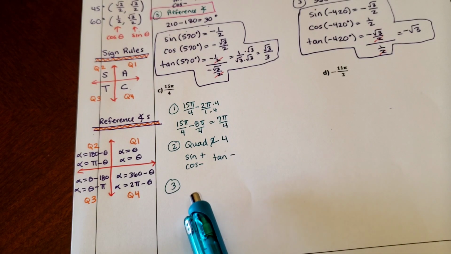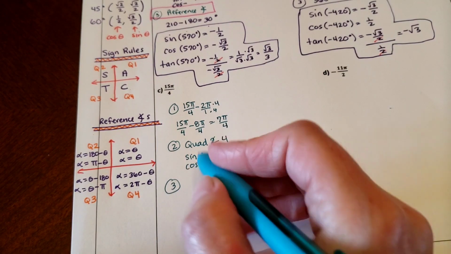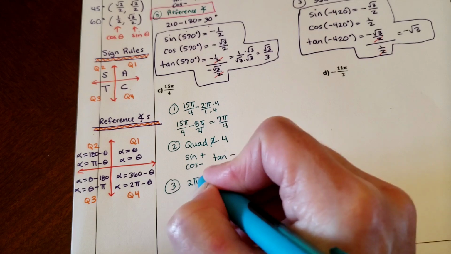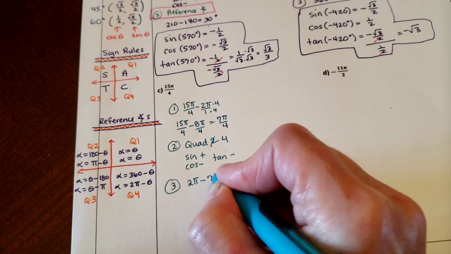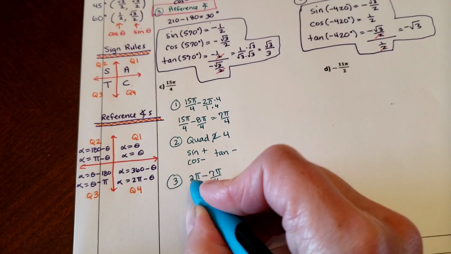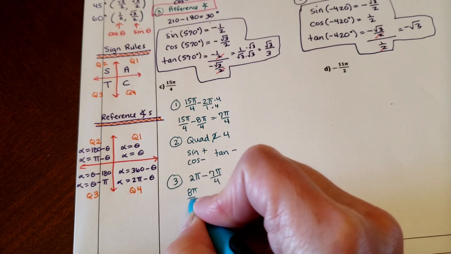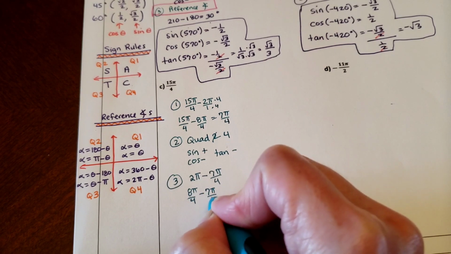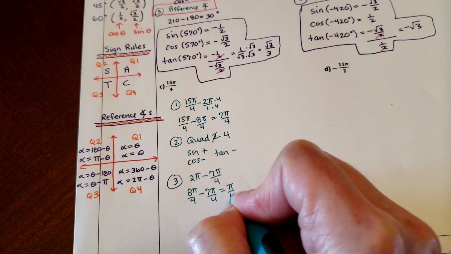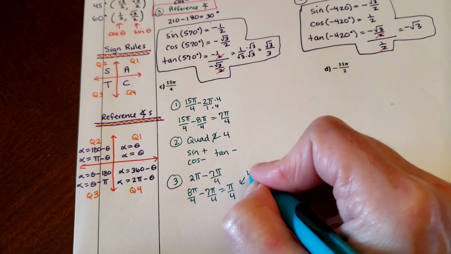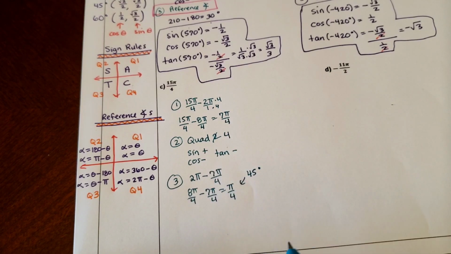So we were just finding the reference angle. So we're going to do 2 pi minus 7 pi over 4. Again, if you make that common denominators, this will be 8 pi over 4 minus 7 pi over 4, which is just pi over 4. And then pi over 4 is a 45-degree angle.